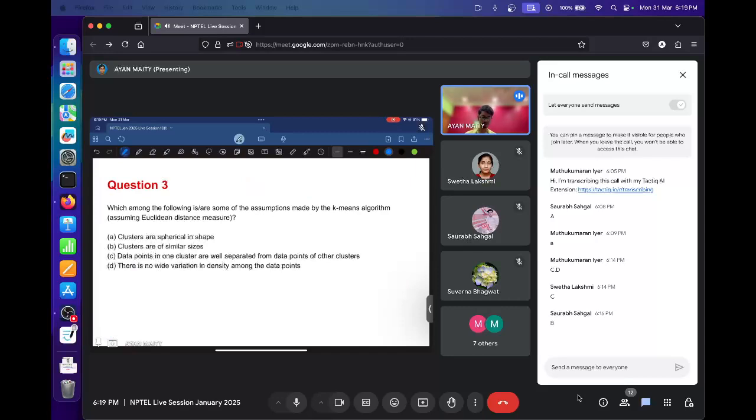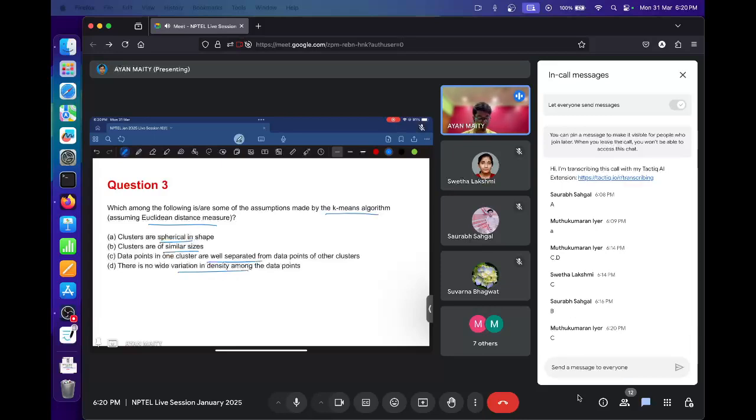Now question 3. Which among the following is or are some of the assumptions made by the k-means clustering algorithm, assuming Euclidean distance measure? There are four options. Clusters are spherical in nature. Clusters are of similar sizes. Data points in one cluster are well separated from the data points of the other clusters. There is no wide variation in density among the data points. So which among the following is or are some of the assumptions made by k-means clustering? Again, multiple options may be correct here.